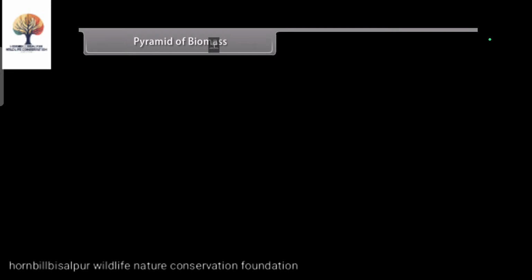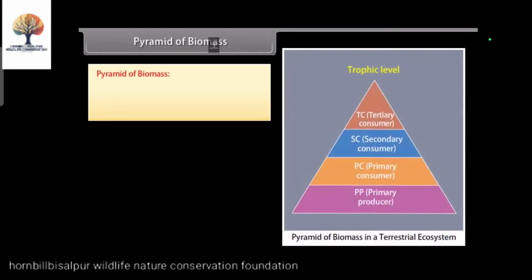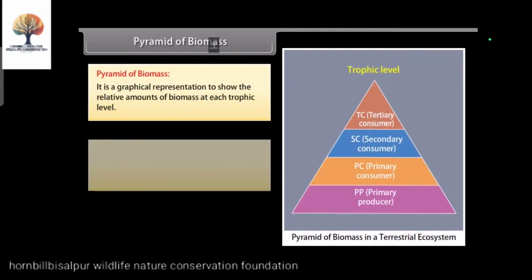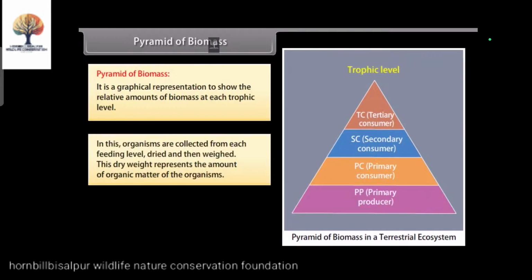Pyramid of biomass. It is a graphical representation to show the relative amounts of biomass at each trophic level. In this, organisms are collected from each feeding level, dried, and then weighed. This dry weight represents the amount of organic matter of the organisms.